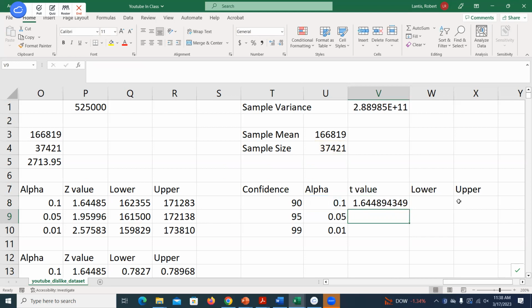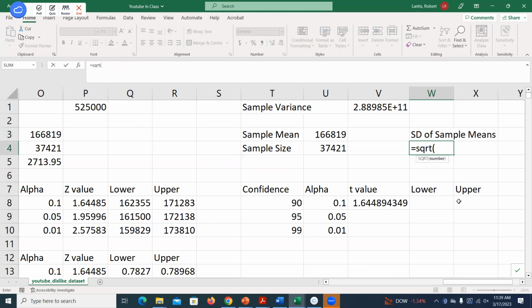From here, I've got my sample mean and my t value. I need to figure out the standard deviation of my sample means. All that's going to be is the square root of my sample variance divided by my sample size. You could plug this formula in and type it all out in one cell if you wanted to, but I think this makes it a lot easier. I calculate this ahead of time, and I'll have the standard deviation of my sample means.